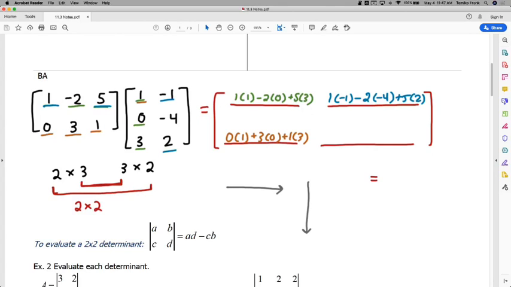Very last entry, bottom right, comes from the bottom row, right column. 0 times -1 plus 3 times -4 plus 1 times 2. All right, and then we simplify those values and we write our final matrix. Okay, everything is simplified. We get the matrix 16, 3, and then 17, -10 in the other column. That's how we multiply matrices.